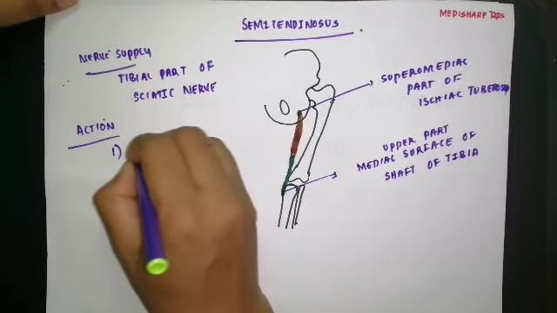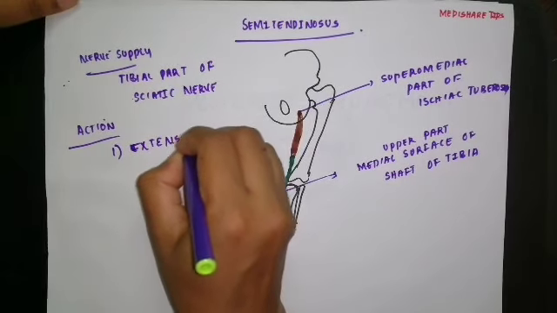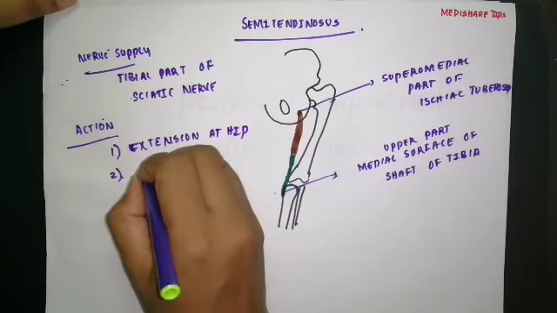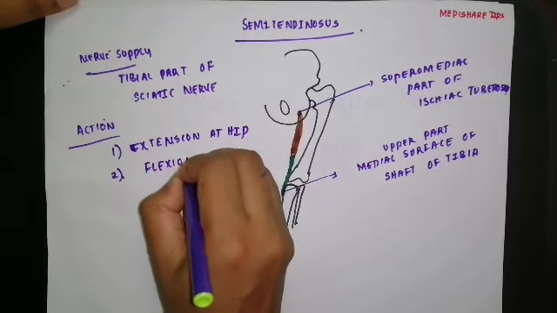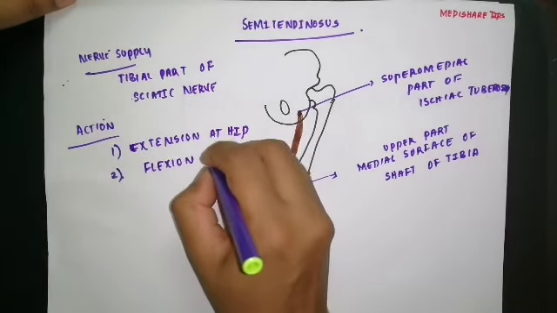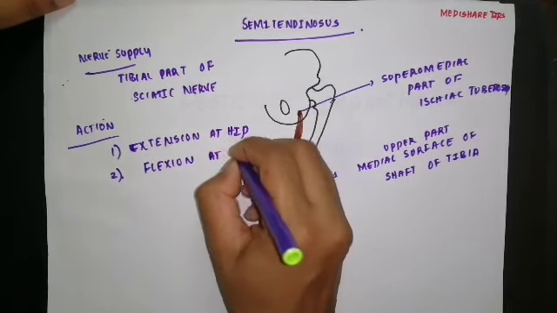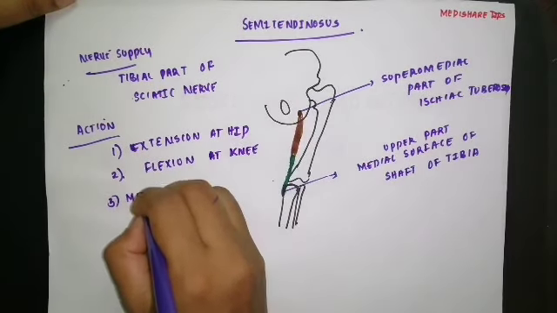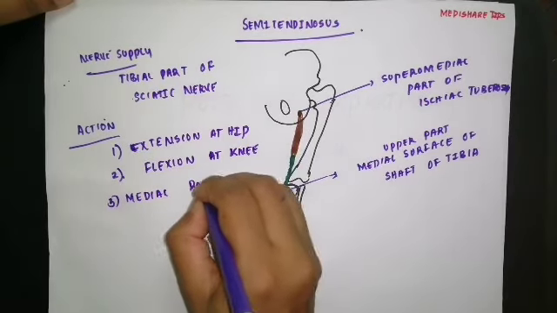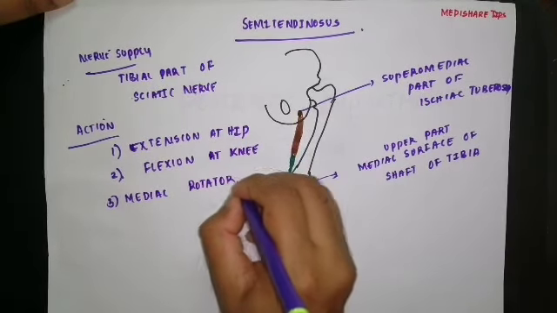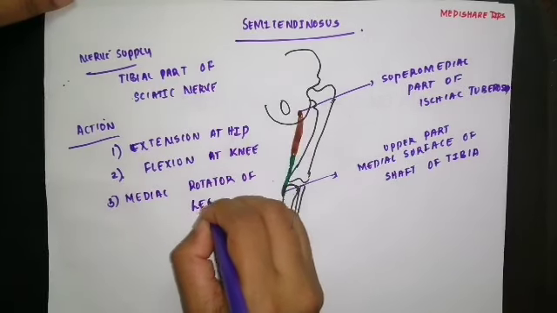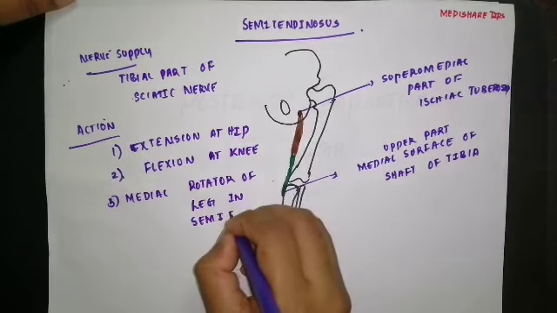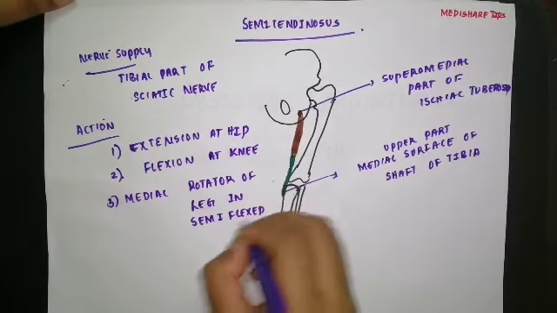So the action is extension at the hip joint, then flexion at the knee joint. It is also a medial rotator of the leg in a semi-flexed knee.